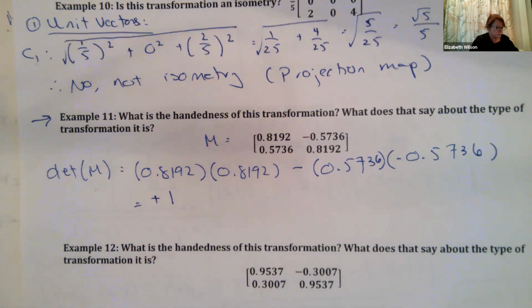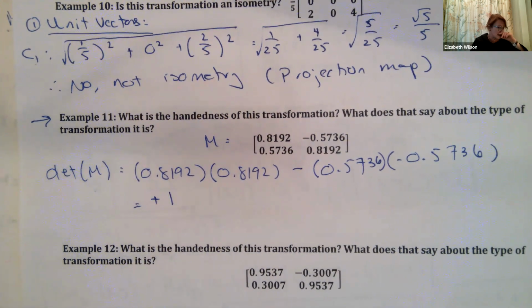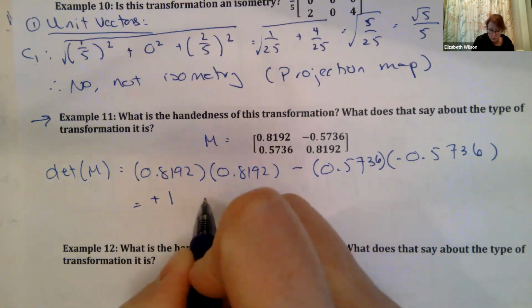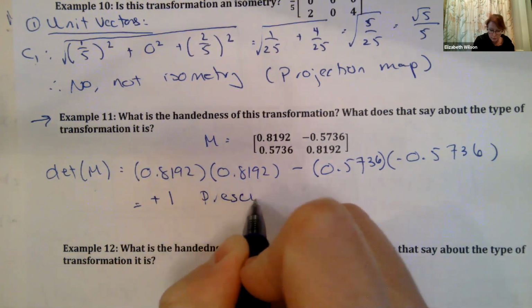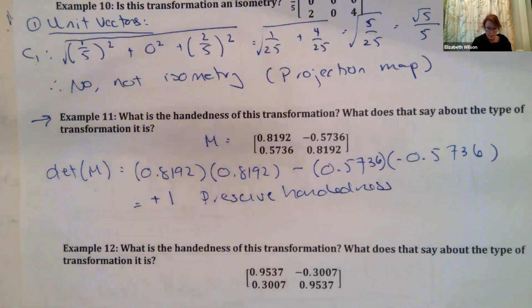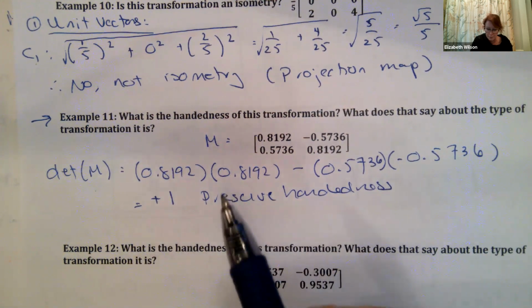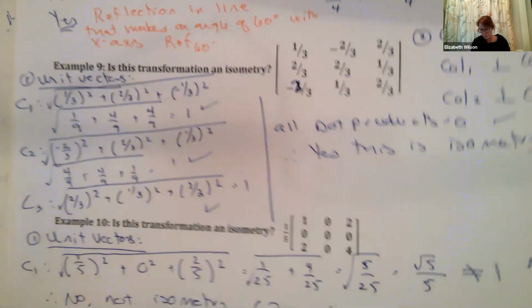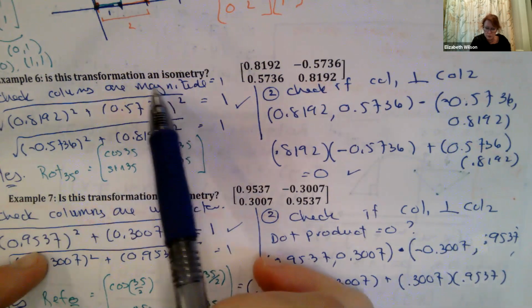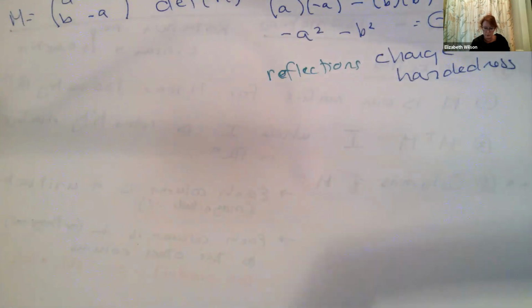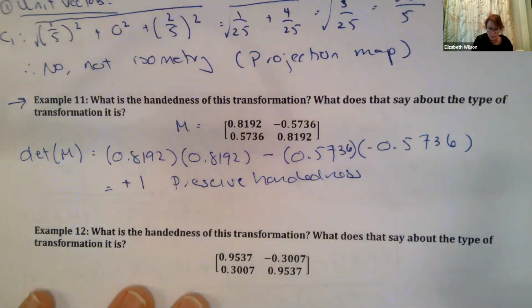Okay, so this is a positive number, so it's going to preserve handedness. And if I remember, I think we did these before where we looked at whether or not this was going to be an isometry. We said that this was an isometry in terms of its translation.